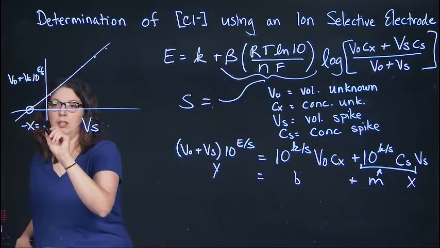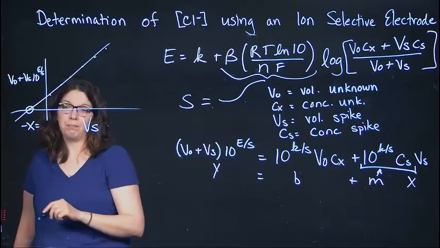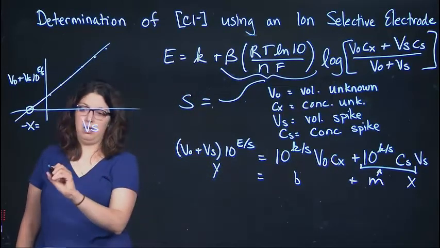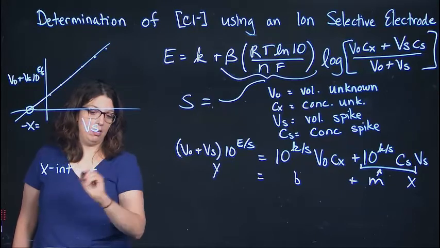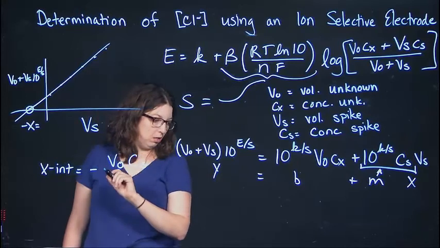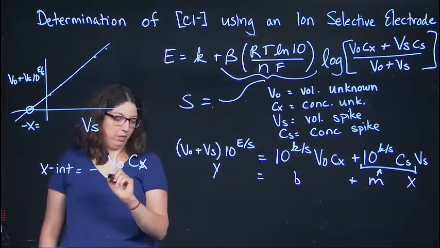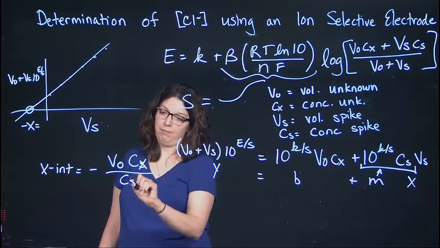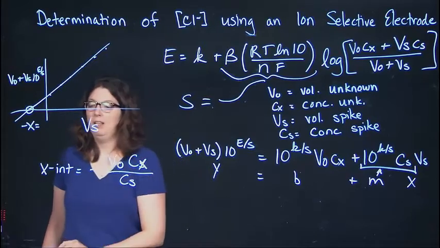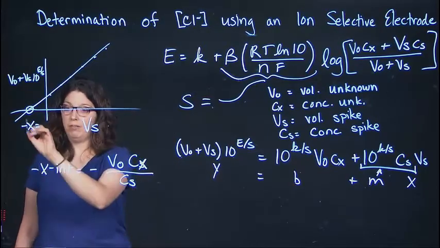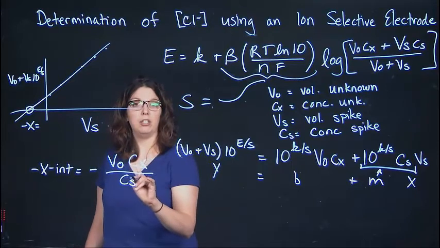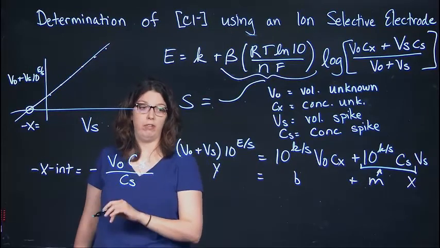And the x-intercept, where it crosses on the negative side, is going to be equal to, if we rearrange this equation, minus V sub 0 C sub x over C sub s. Okay, so it's V sub 0 times C sub x over C sub s. Again, the negative sign of the negative intercept. And if we know the volume of our unknown and the concentration of our spike, we can solve for the concentration of unknown using this.